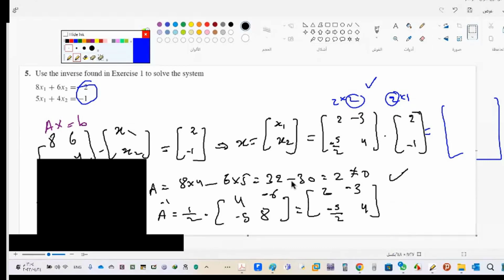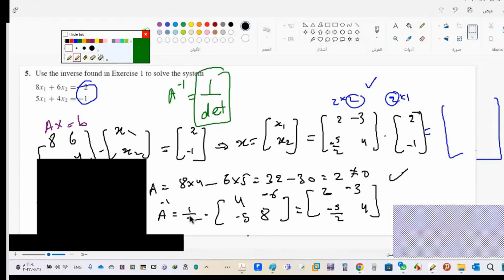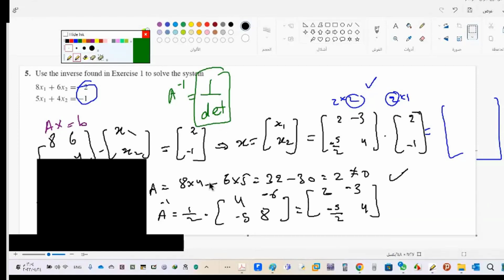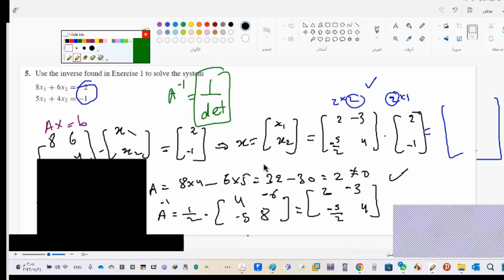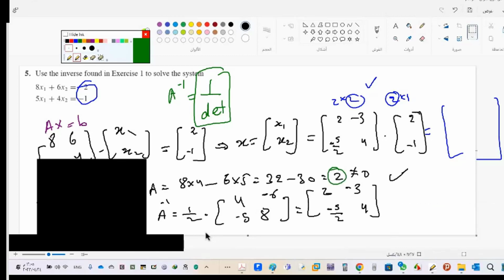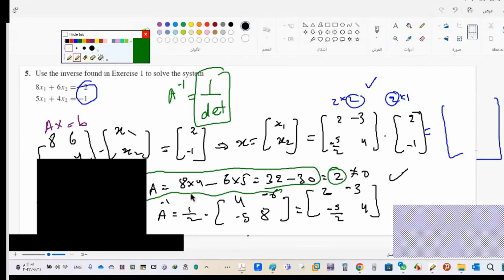Why do we write 1 over 2? Where is the 1 over 2? This is the determinant formula. Muhammad, stay with me. The formula says A minus 1 is 1 over det. This is the formula. Got it? This is this 2. Yes, we calculated. Clear? Okay.